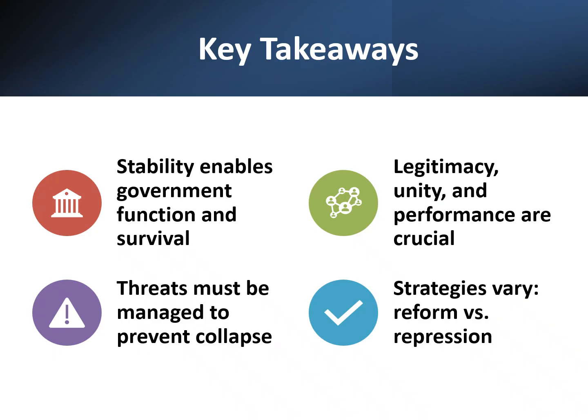So let's review. Political stability allows governments to function effectively and avoid collapse. It depends on legitimacy, rule of law, institutional strength, and unity. Threats like corruption and inequality can undermine stability. Regimes can maintain stability in different ways, some through reforms, some through force. So understanding political stability, once again, helps explain why some states thrive and other states struggle.